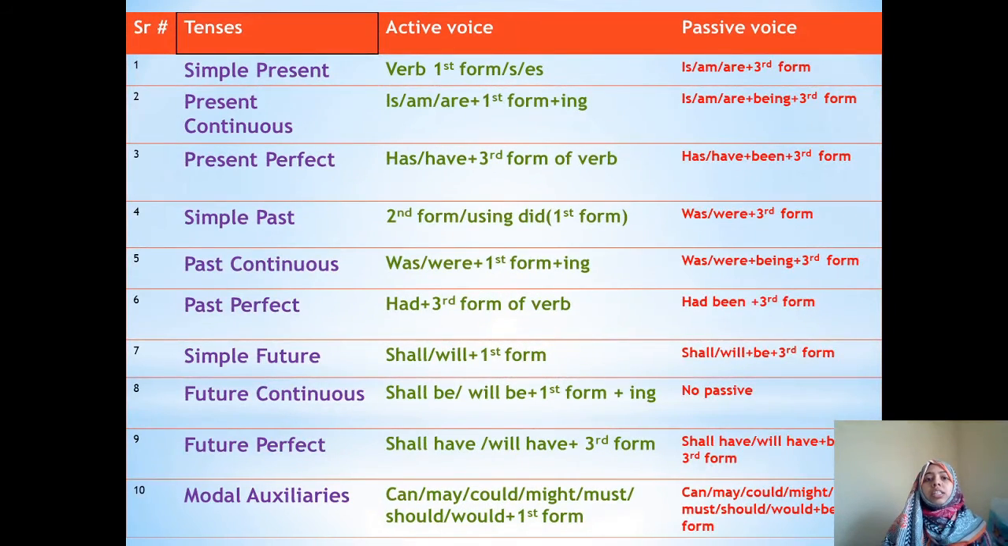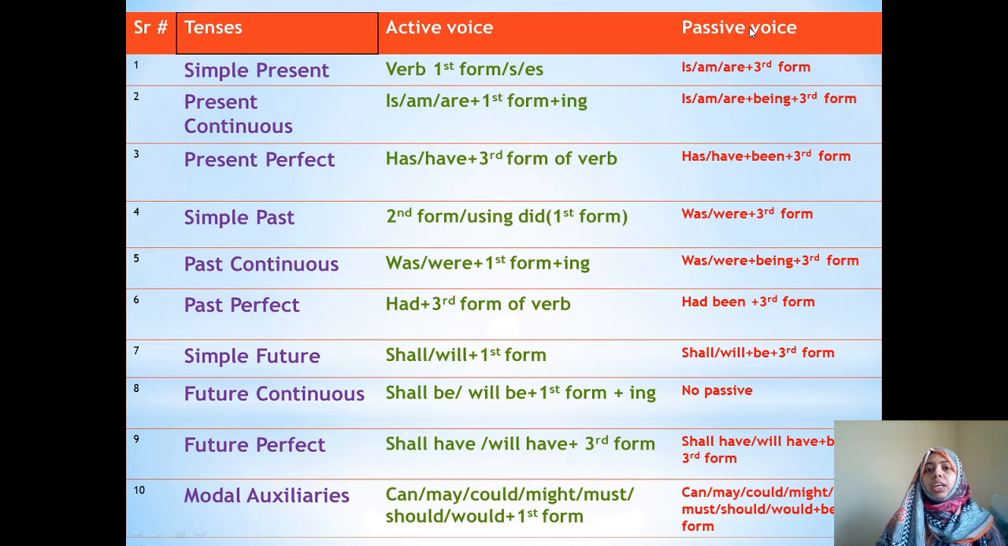Now here are the tenses. We change active into passive voice. How do we change this? First of all, we read these tenses. We have tenses: simple, present, past and future. We have three categories of future. Now let's start with the present simple. In present simple, when we change active into passive voice, in active it is first form plus s or es, and we change it into passive voice: is, am, are plus third form. Present continuous tense: is, am, are plus first form plus ing, and we change into passive.